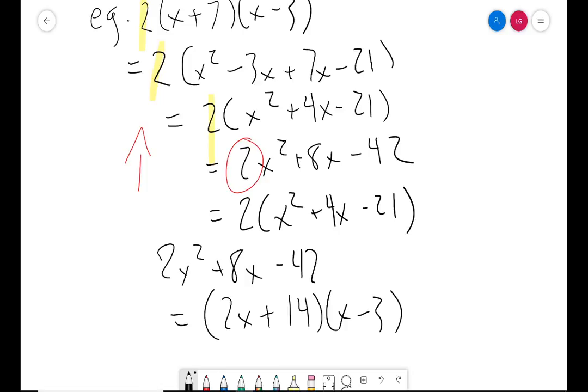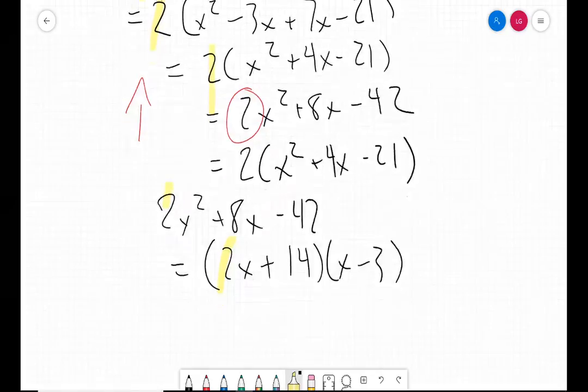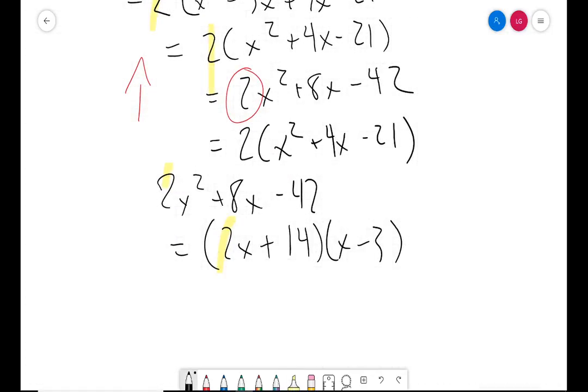What is happening here? Well, this term, the 2 here, is more influential than we might first anticipate in the factoring. It's very influential here. So -3 times 14 is -42. -3 times 2 plus 14 is +8. What are we talking about here? Well, let's do the distribution out. 2x squared minus 6x plus 14x minus 42.